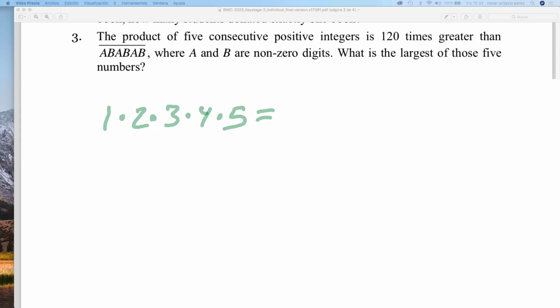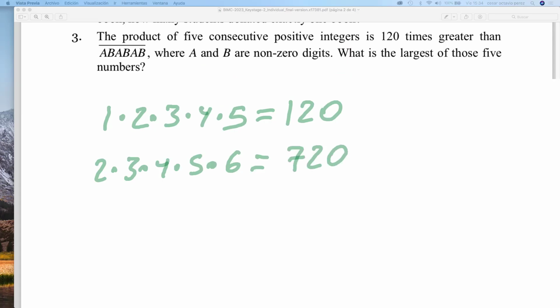125 factorial. Okay. If we multiply 2 times 3, 4, 5 times 6, 720. 6 factorial. If we have 5 consecutive numbers, one of them is a multiple of 10, ¿sí? Si tenemos 5 números consecutivos, forzosamente uno de ellos es múltiplo de, no, not of 10, of 5. One of them is a multiple of 5. Okay? Do you understand this idea?